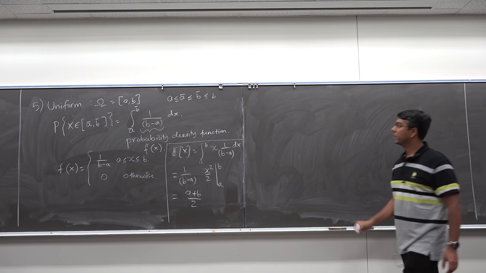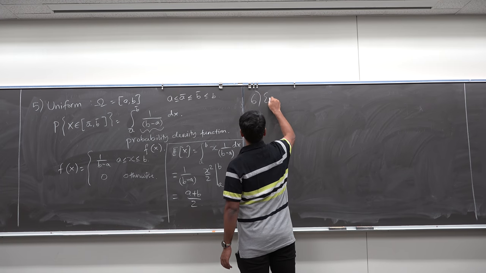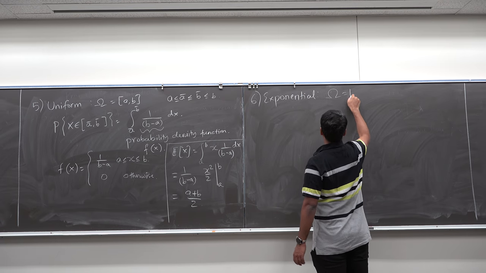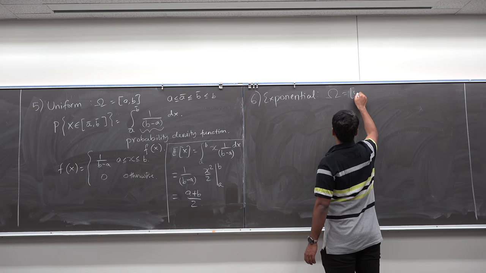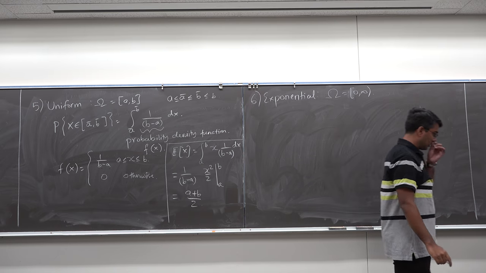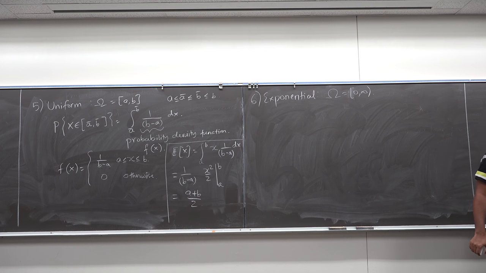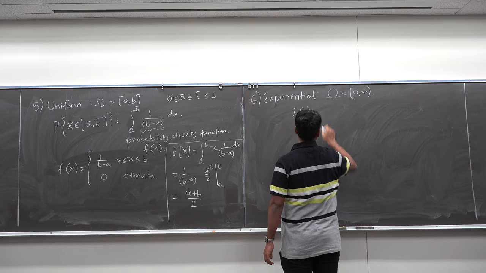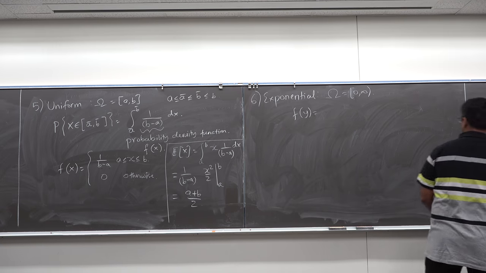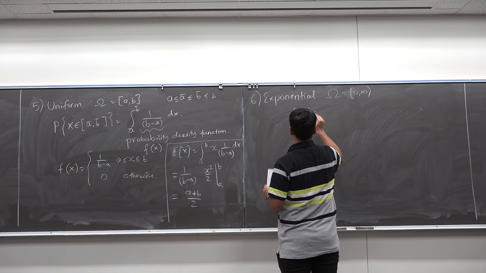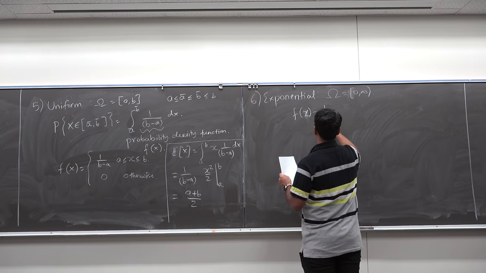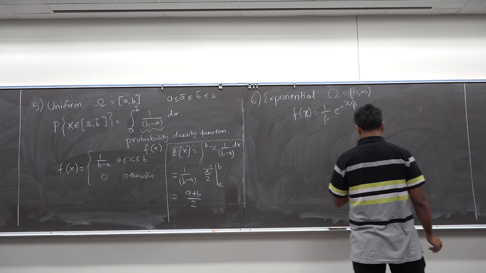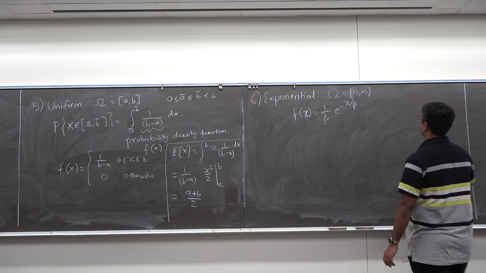The next distribution is exponential. Omega is between 0 and infinity. The f of x is given by one over beta e raised to minus x over beta, where beta is a positive number.